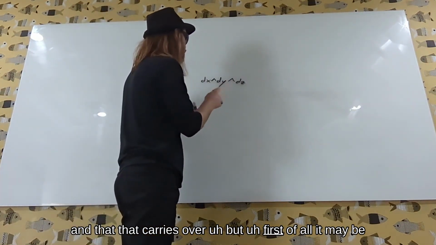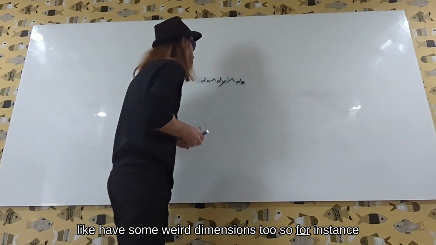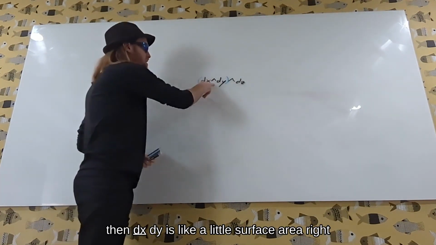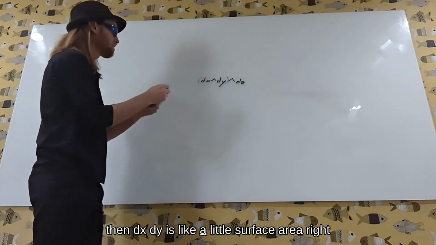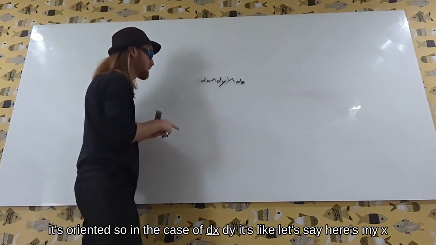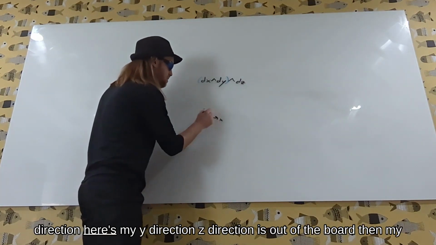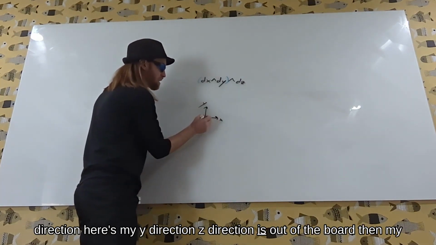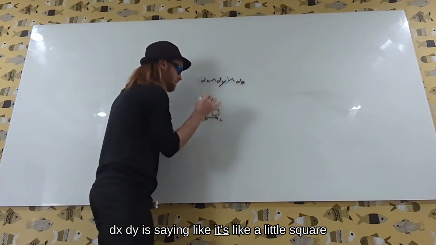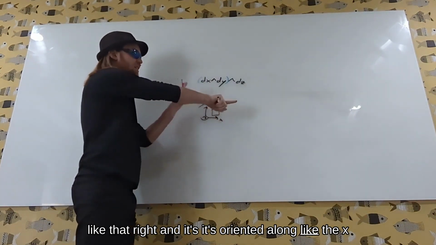But first of all, it may have some weird dimensions to it. So for instance, if I'm in 3 dimensions and I have a dx, dy, dz, then dx dy is a little surface area, right? It's oriented. So in the case of dx dy, let's say here's my x direction, here's my y direction, and my z direction is out of the board. Then my dx dy is a little square like that, right? And it's oriented along the x and y direction.